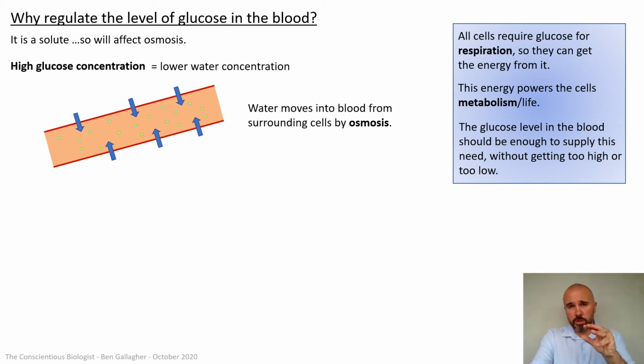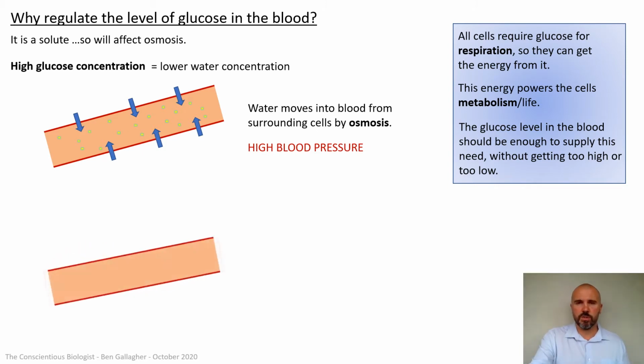If you've suddenly got lots more water in the blood in the same amount of space, you're going to get high blood pressure, which is very dangerous. We talked about it in a previous video on disease, but you could get blood vessels literally bursting around your body, meaning they're not supplying blood to the area that they should be, which is what can cause heart attacks and strokes and loads of other problems. So you don't want your blood glucose to go too high because of this. It acts as a solute, which is going to lower the water concentration.